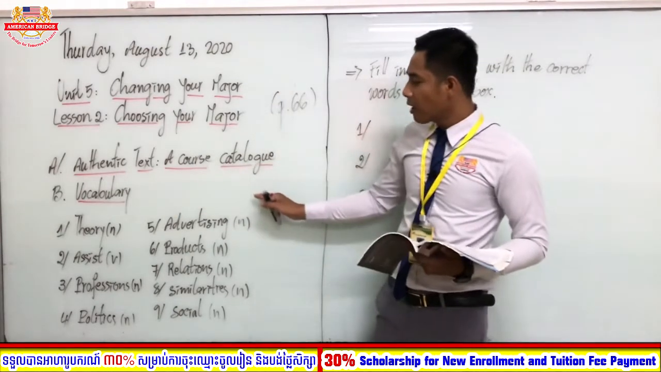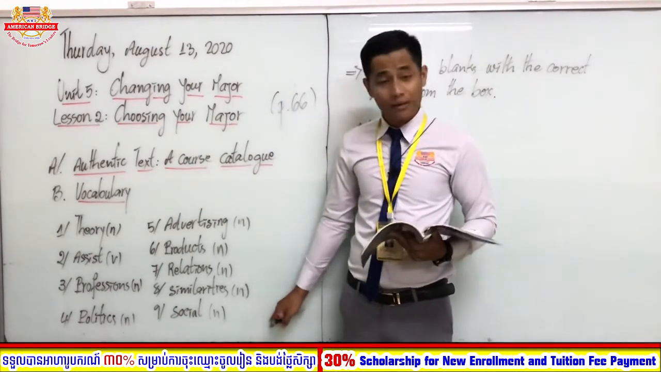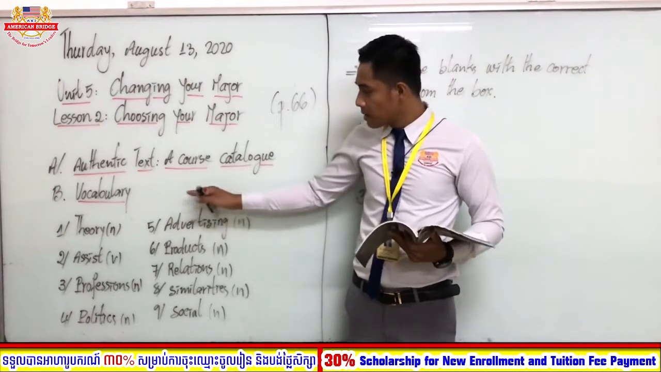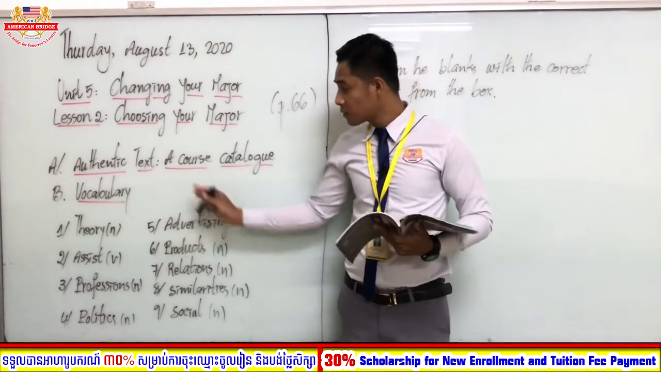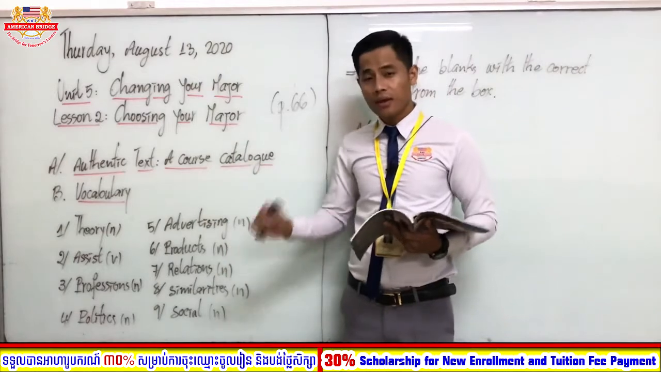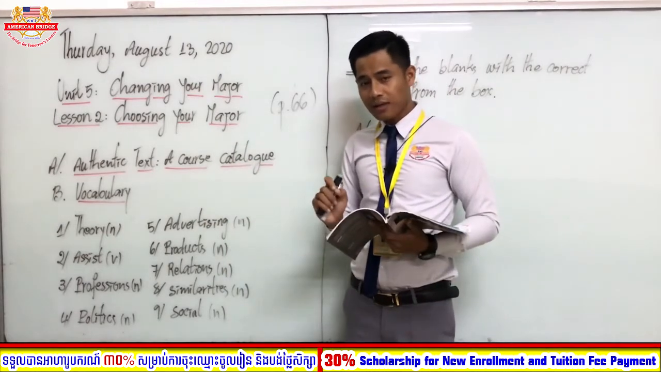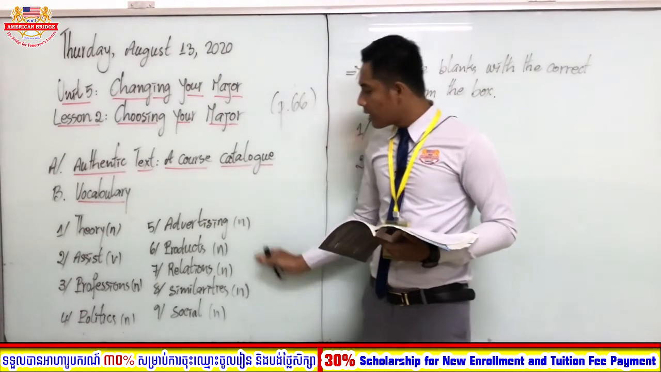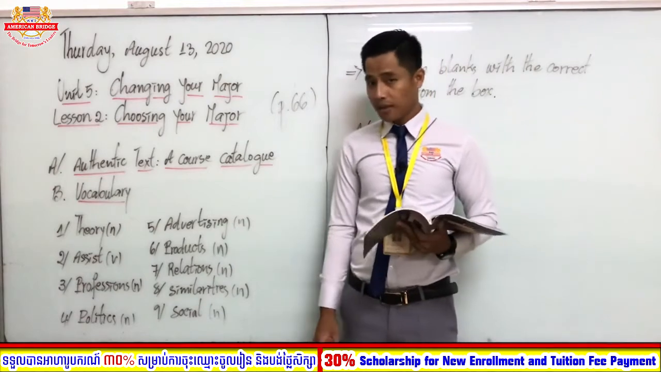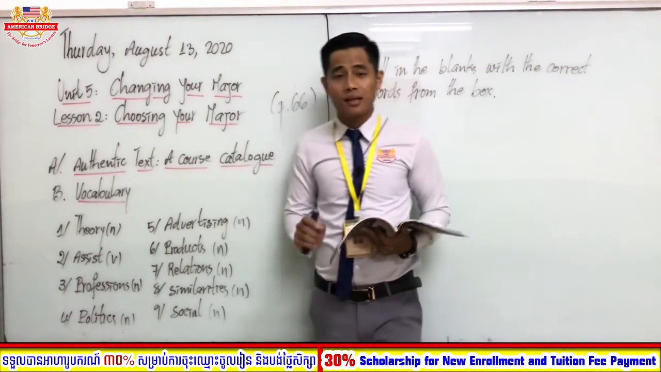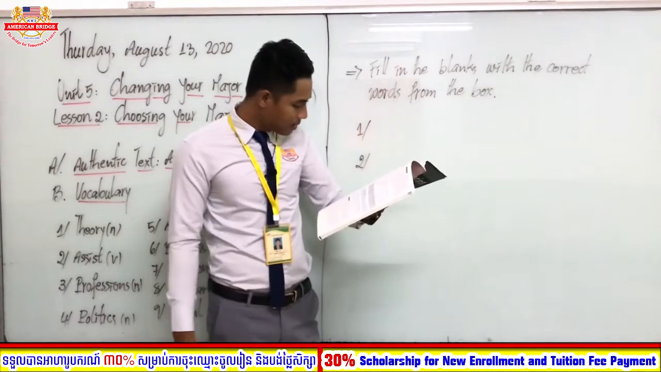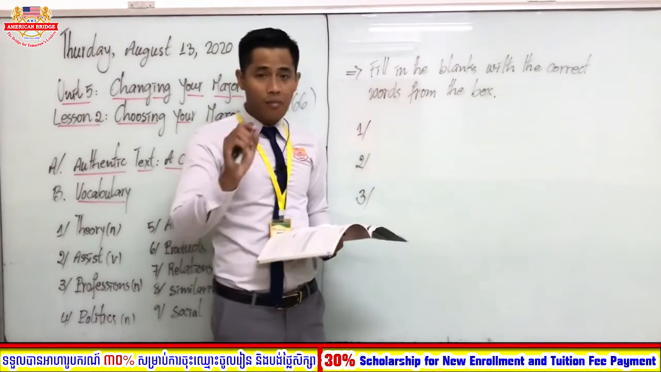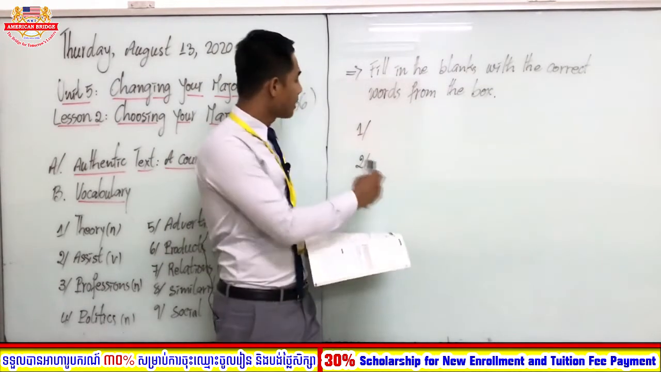For part B, we are going to learn about 9 vocabulary words. So we have from 1 to 9. Now let teacher read all of this vocabulary for you. Then you have to repeat after me. After that, teacher will explain the meaning of all of these. And the last activity, you are required to do the exercise on page 66, part B as well, over here.